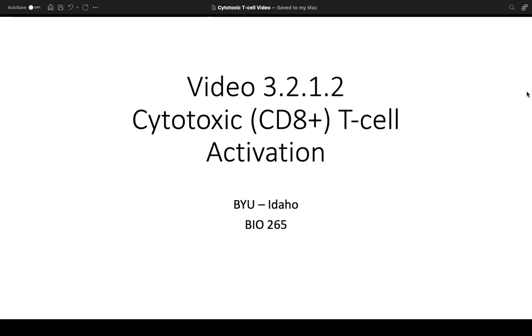Today we're going to talk about 3.2.1.2, which is going to discuss all about cytotoxic CD8 plus T cell activation.